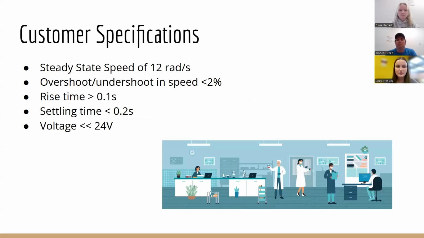The customer specifications Solco had for us included reaching a steady state speed of 12 radians per second, an overshoot/undershoot of less than 2%, which minimizes fluctuations when reaching the desired speed, a rise time greater than 0.1 seconds, and a settling time less than 0.2 seconds, allowing us to reach the desired speed at a comfortable acceleration while still ensuring reaching the desired speed fast. The amount of voltage used should be a lot less than 24 volts, as that could become dangerous during testing.